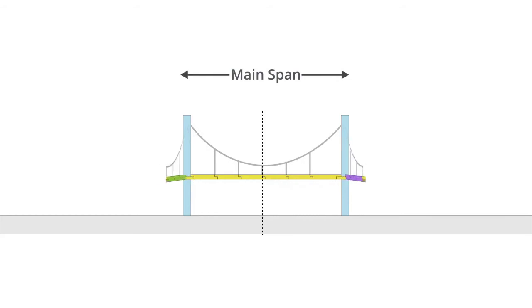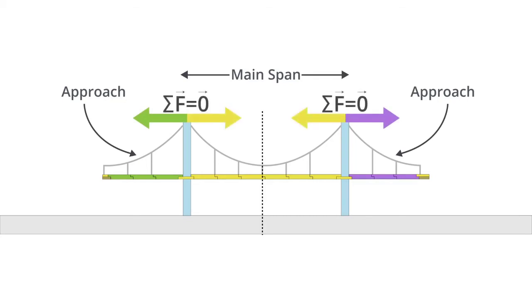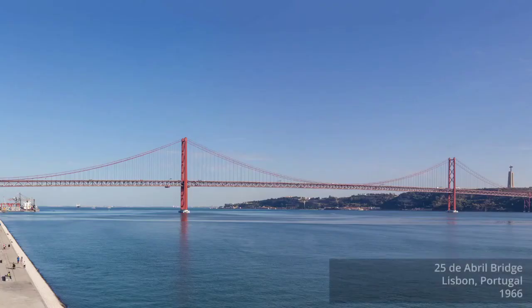One could then use the mirrored sections as approaches from the adjacent land, and the horizontal forces from the mirrored spans would balance and cancel out the ones from the main span. When this strategy is followed, thin towers like those seen on modern suspension bridges can be used.